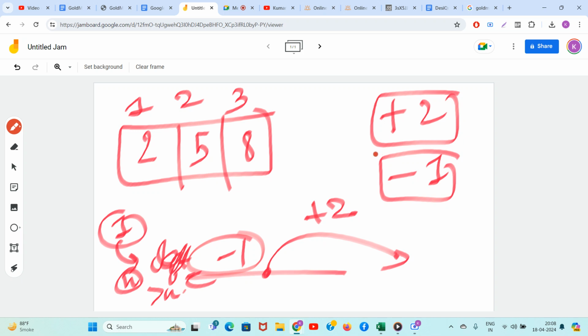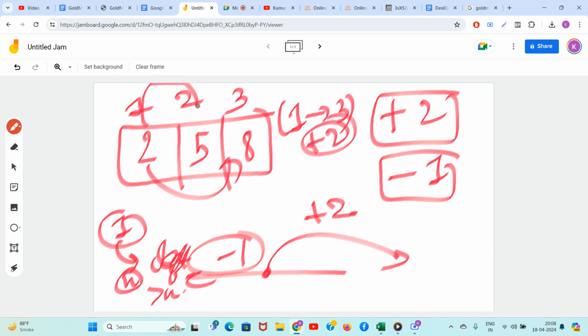So guys, tell me, in this case, how will you reach from 1 to 3? Everyone write the answer in the chat. There is only one way. You can only go from 1 to 3 with a jump of +2. There is no other way. You cannot go from 1 to 2, +1 jump is not allowed. Only +2 jump is allowed. So 2 plus 8 and the answer is 10.